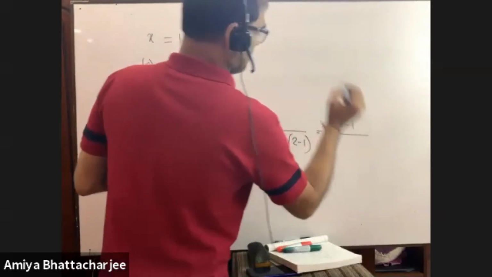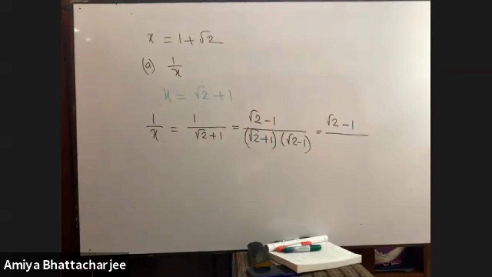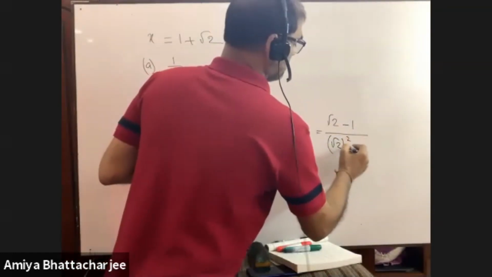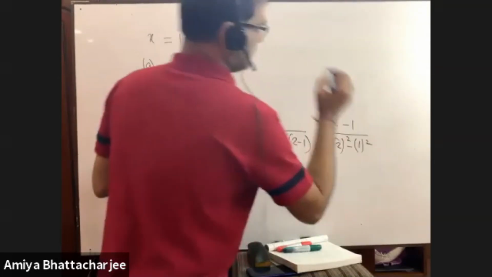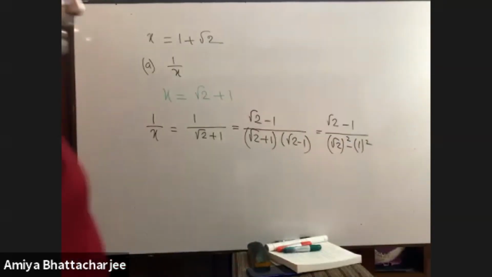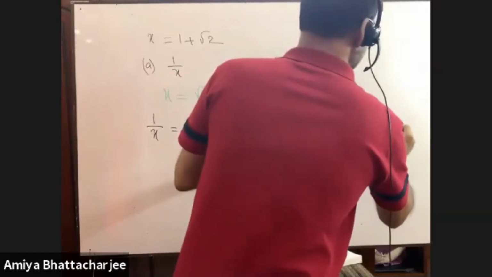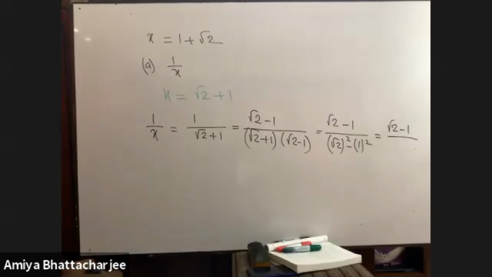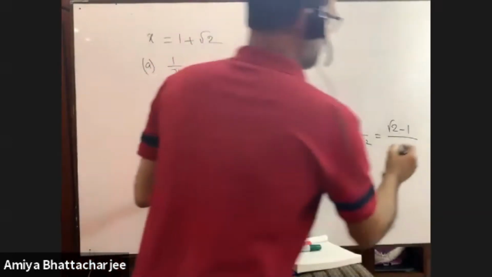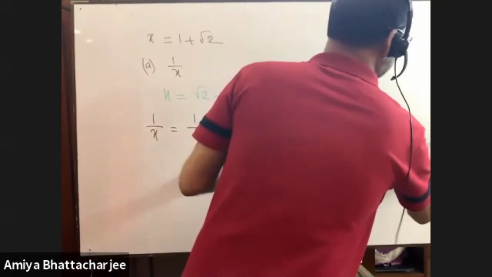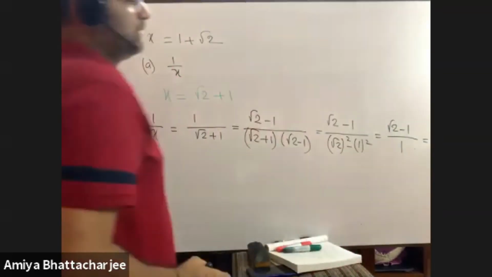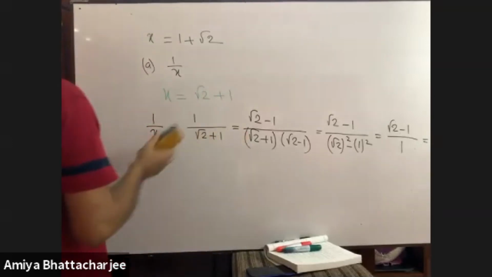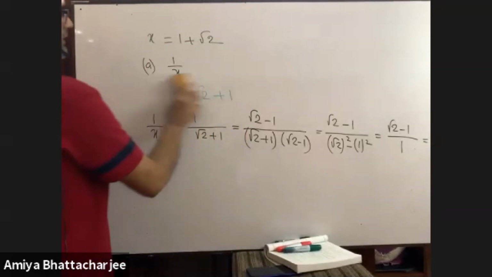Now we get here root 2 minus 1. What do we get in the denominator? Root 2 whole square minus 1 whole square, right? Now you see, root 2 minus 1 by, what is the calculation? Here 2 minus 1 equals 1. That is, we are getting root 2 minus 1. So if this math is given in the examination, you have to find out which one is larger.